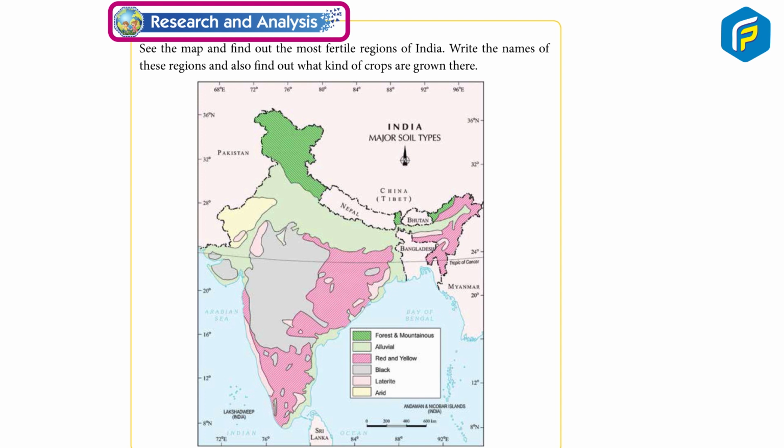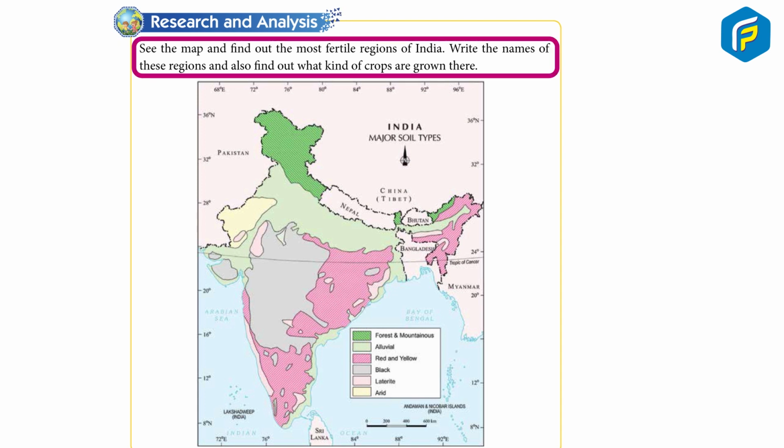Research and analysis. See the map and find out the most fertile regions of India. Write the names of these regions and also find out what kind of crops are grown here.